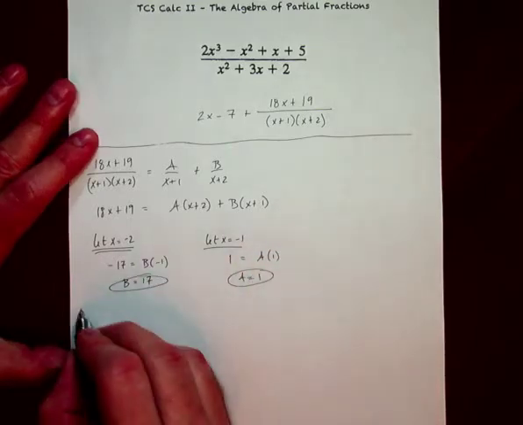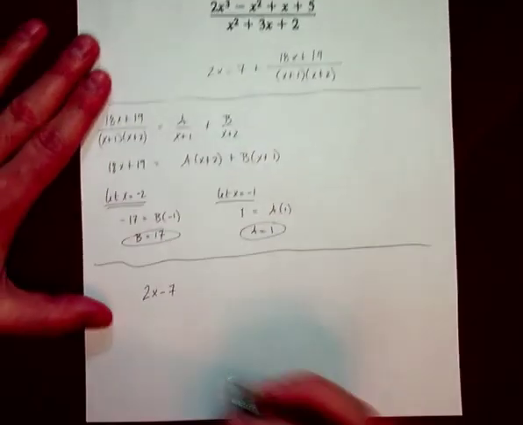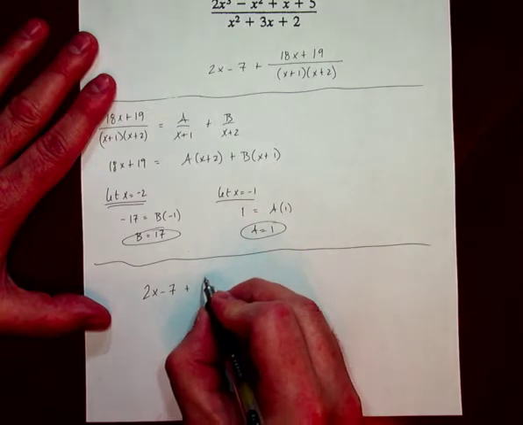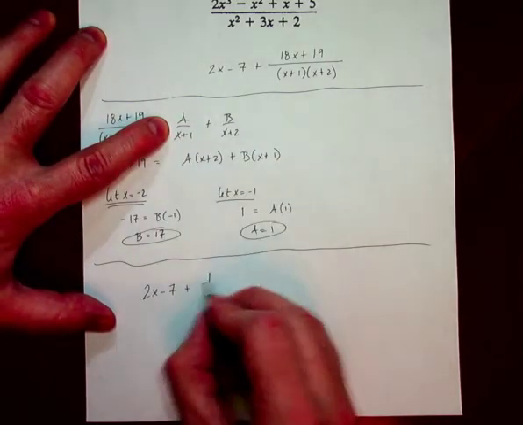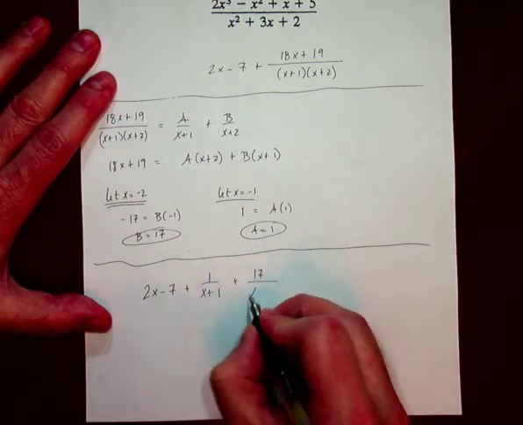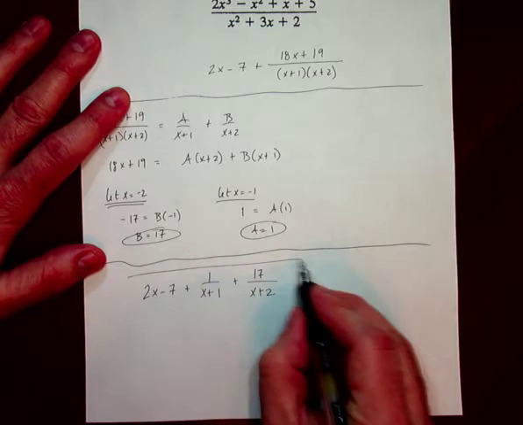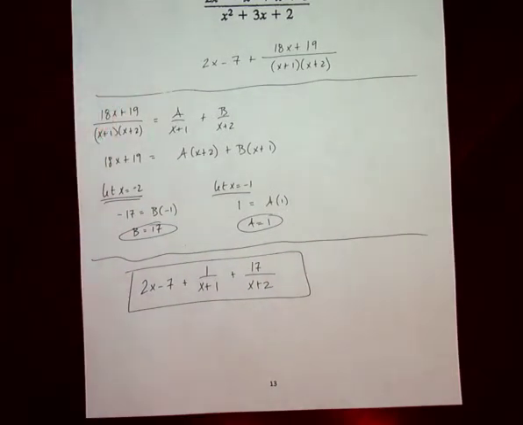So the actual true decomposition includes the quotient, that linear quotient, plus A over x plus 1, and then of course B over x plus 2, and there is your answer. But you have to do the division, okay? You have to do the division.